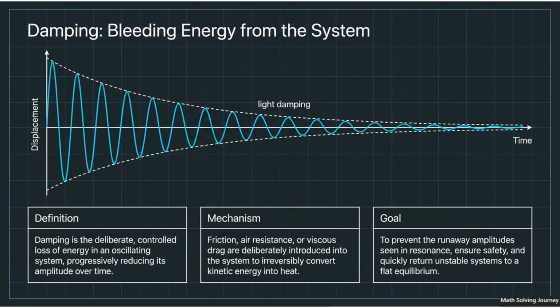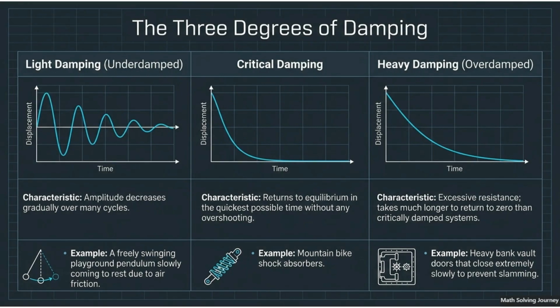Damping is the controlled loss of energy in an oscillating system, progressively reducing its amplitude over time. Mechanisms like friction convert kinetic energy into heat. The goal is to prevent runaway amplitudes and return unstable systems to equilibrium. There are 3 degrees of damping.